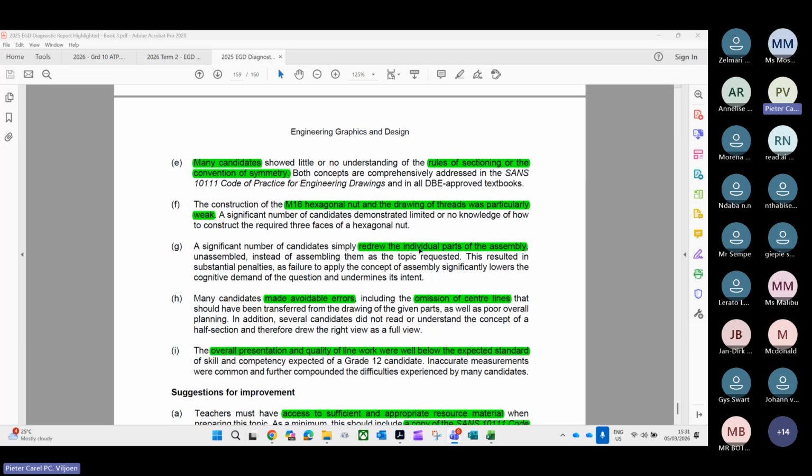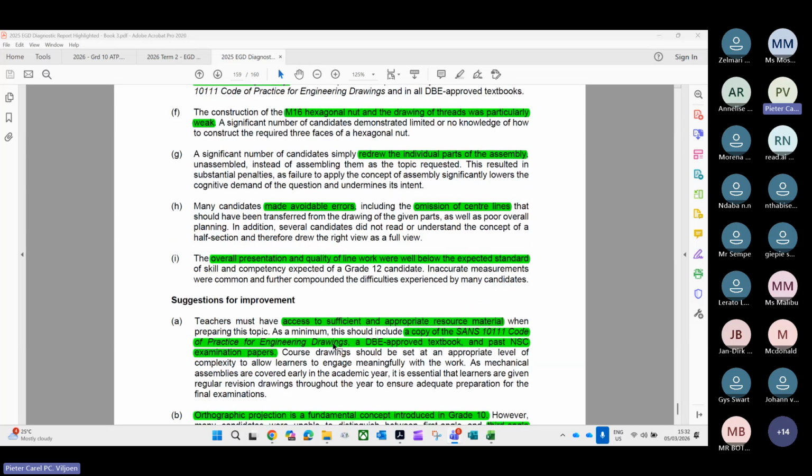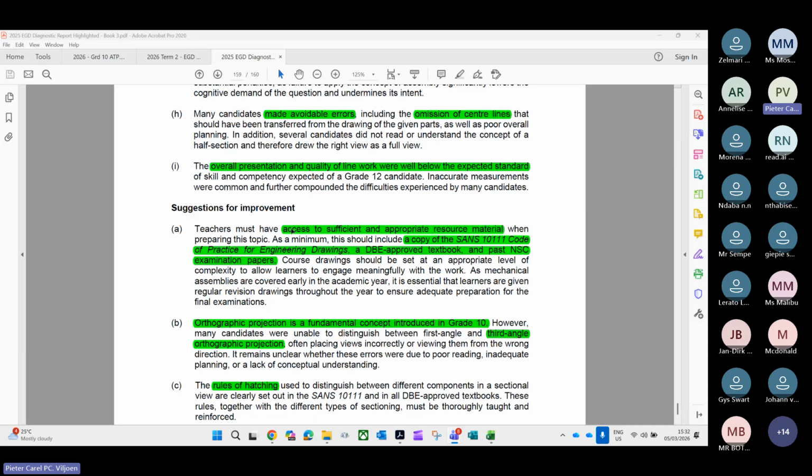Draw the individual parts in the correct position. Avoidable errors and omission of center lines. Now, again, I mentioned the center lines. Overall presentation and quality of line work, grade 10 content, well below the expected standard. And then access to sufficient and appropriate resource material. This is all suggestions for improvement.